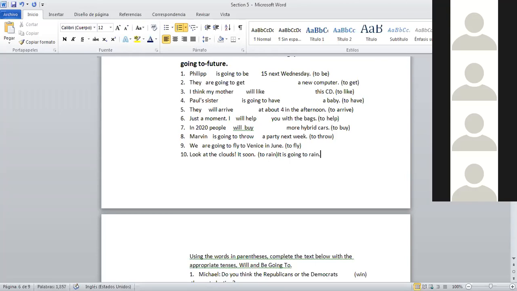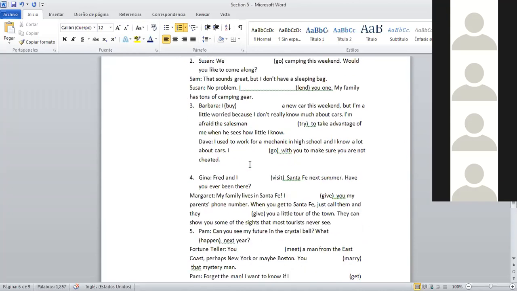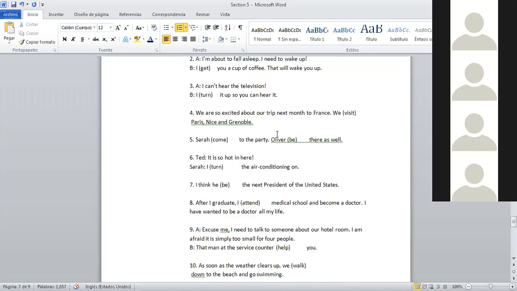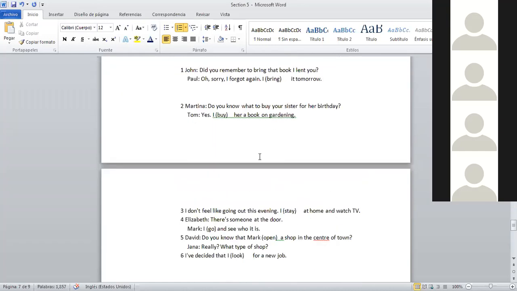Very good. Now, don't forget, tomorrow's class we have more of will and be going to. Please, don't miss tomorrow's class. Remember, now you can try section 5 and you can try the final. If something is not clear, tomorrow we can clear it very easily. So I recommend that during the day you do section 5 and the final test on the platform.